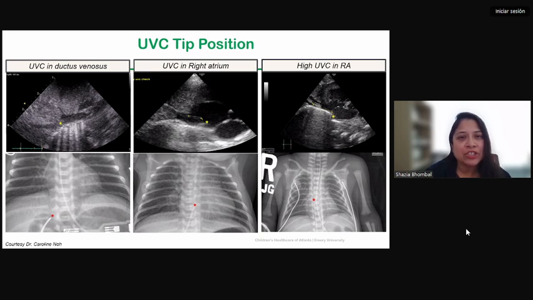And this one where you actually do have a high UVC that you can see that goes into the right atrium, and sometimes you can flush that line and potentially see some fluid going towards the left atrium. And that may give you some indication that pulling the line back is going to be beneficial for this patient. And so we can get a very nice view by ultrasound compared to X-ray.